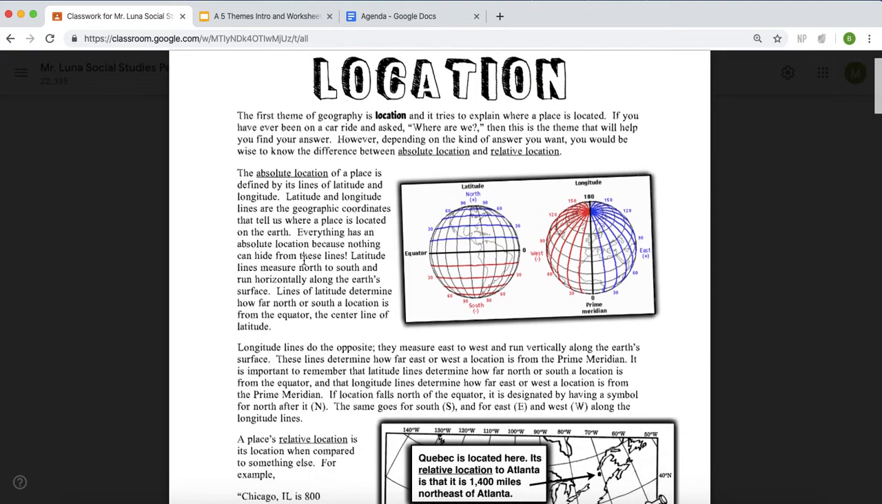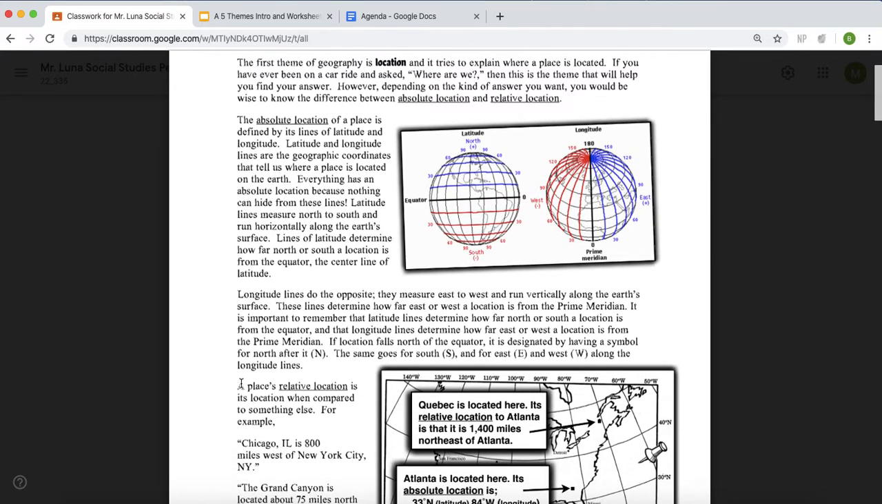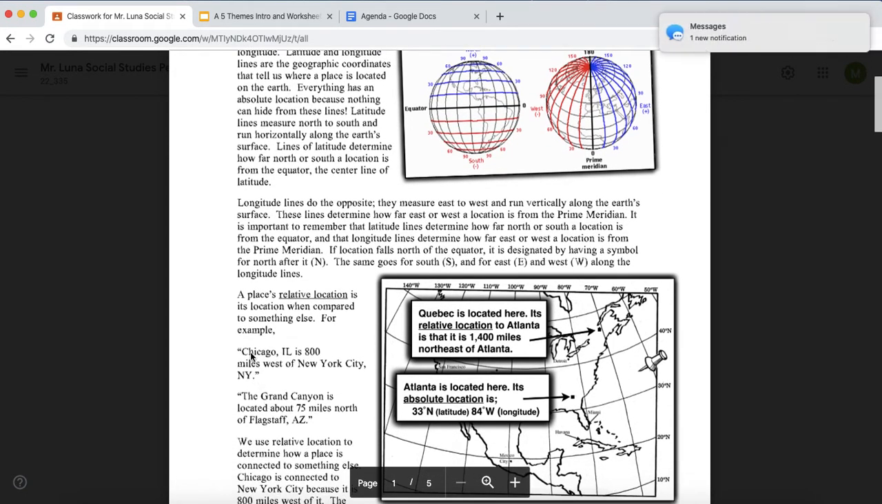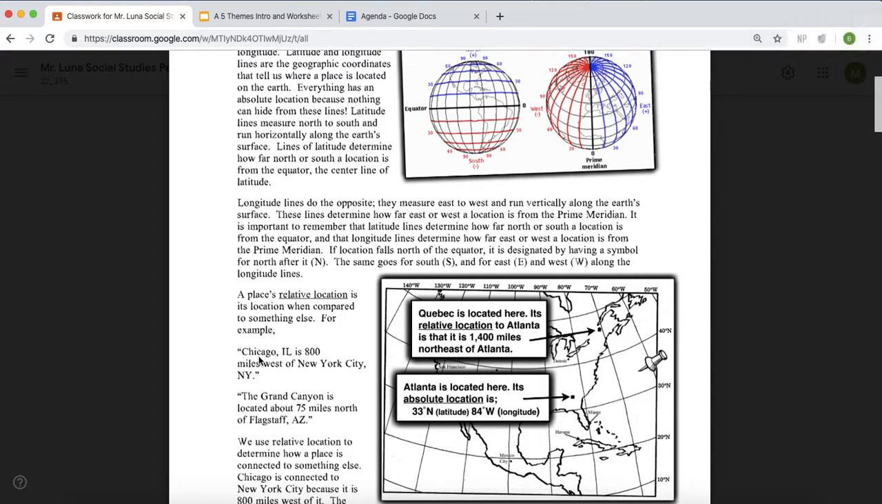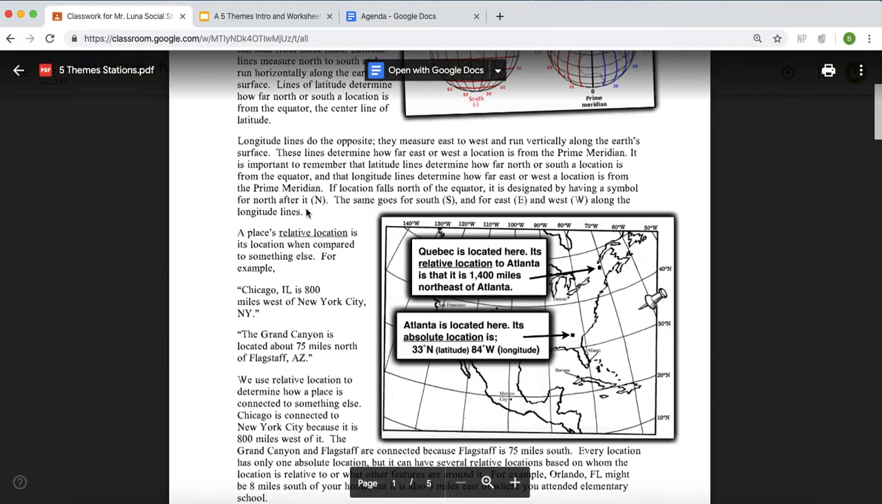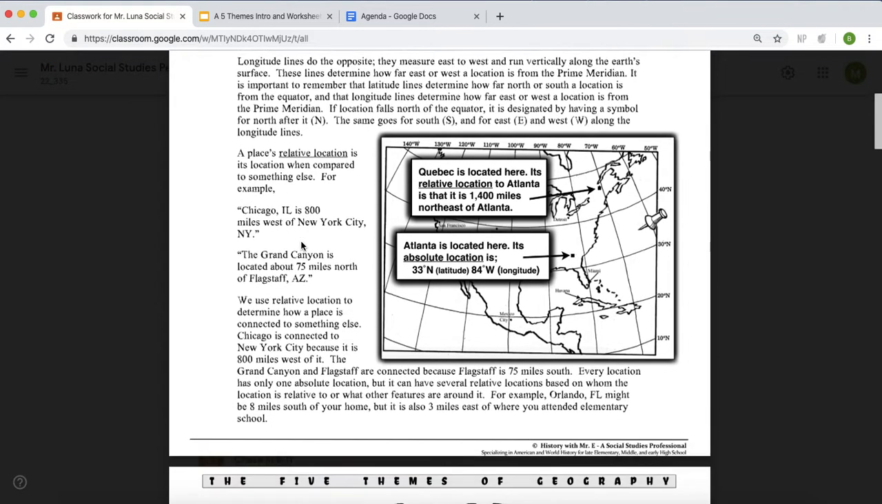All right. Relative location, the definition is right there. A place's relative location is its location when compared to something else. So, for example, there are 3 examples here. The first example will be Chicago, Illinois is 800 miles west of New York City. Okay, so that exactly is how you work it. That is exactly how you do absolute location, relative location.